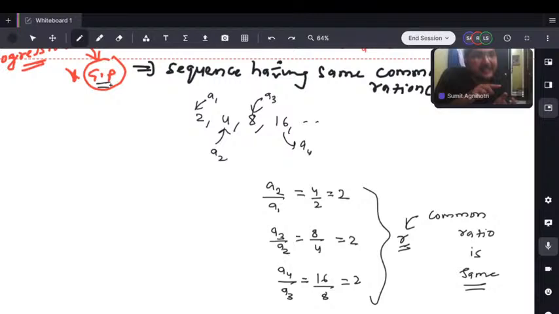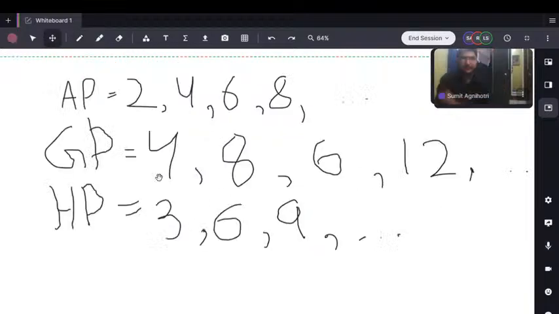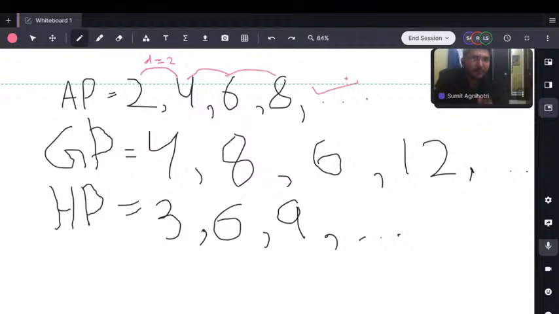You are committing a very small mistake there in GP. You have answered AP correctly. The AP part is exactly correct, because you just figured out AP with common difference 2. 4 minus 2 is 2, 6 minus 4 is 2, 8 minus 6 is 2. It's exactly correct. No problem, I will rectify your mistake here, you don't worry.